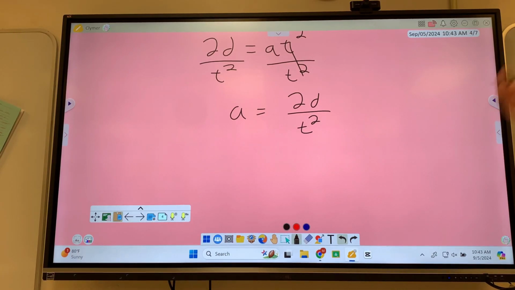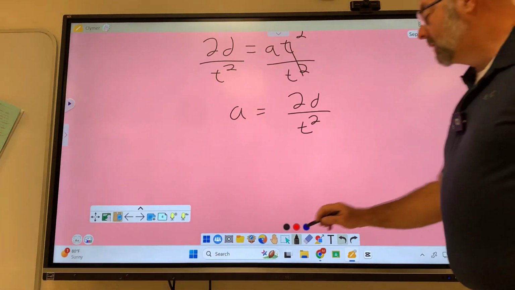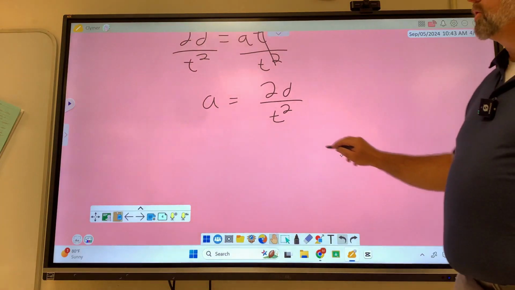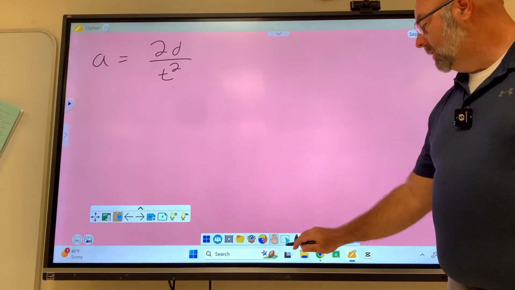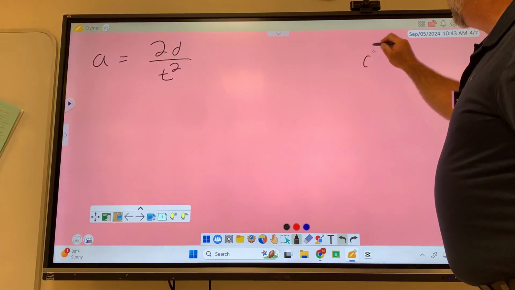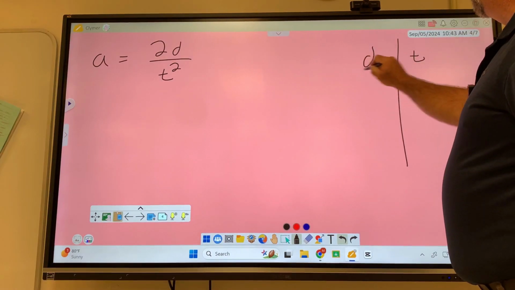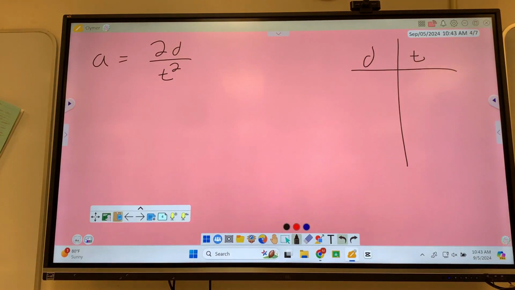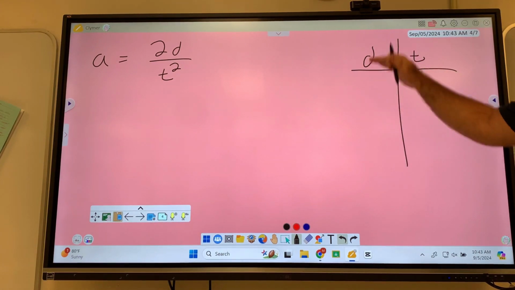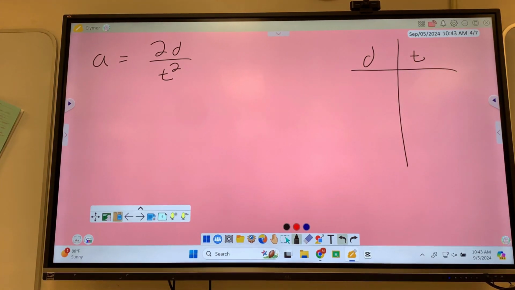Plug in. We need some data points, right? You have this graph in front of you. You need to select some data points. And again, from your notes, we kind of did this as well, right? We had D and T, and we filled in a chart. Now, when we were building a graph, we had to fill in 4 or 5 different points here, right? Well, we already have the graph. So we need to pick several of these points, right?